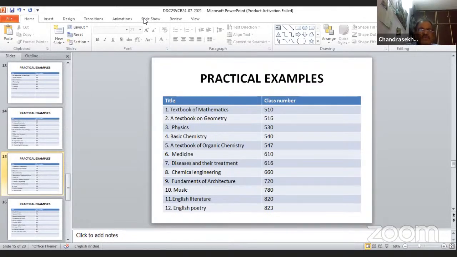500 is sciences, so 510 mathematics, 520 is astronomy, 530 is physics, 540 is chemistry, 550 is earth sciences, geology, 560 is paleontology, 570 is life sciences, biology, 580 plant sciences, botany, 590 zoology, study of animals. So here under 500 main classes, 510 is mathematics. So directly you can give mathematics number.